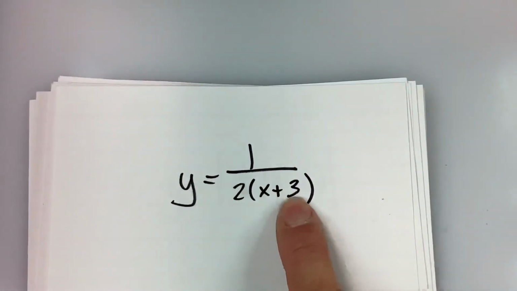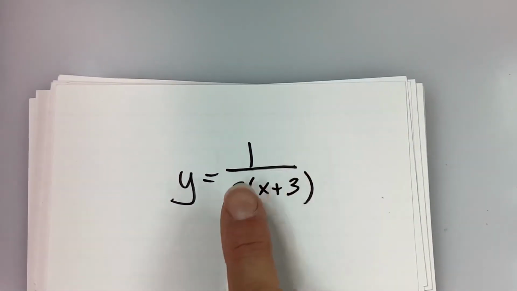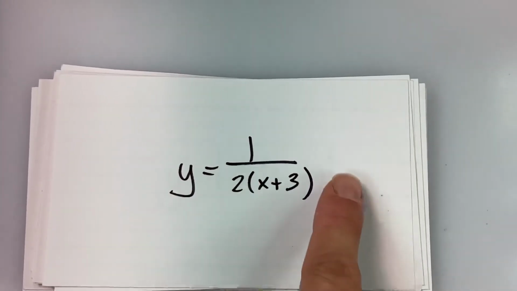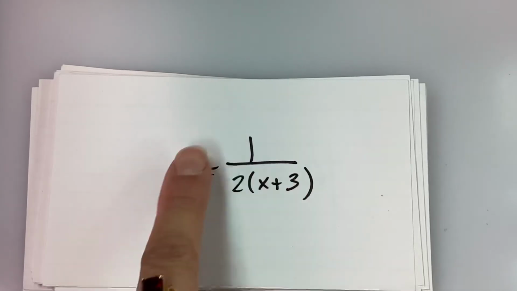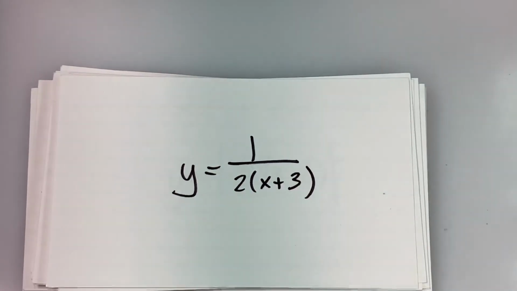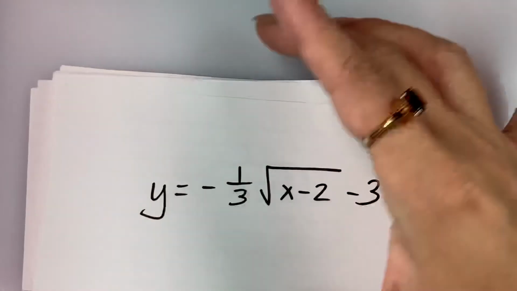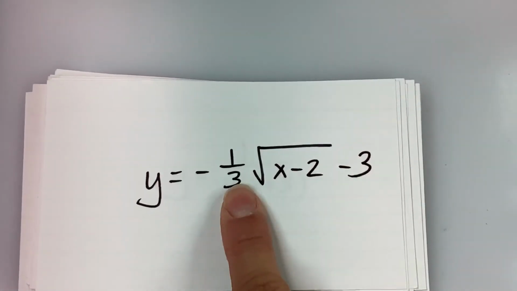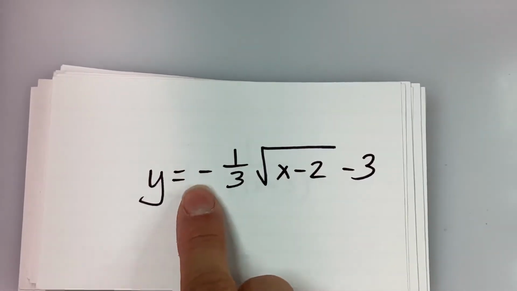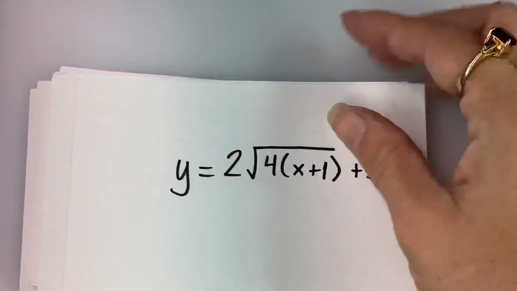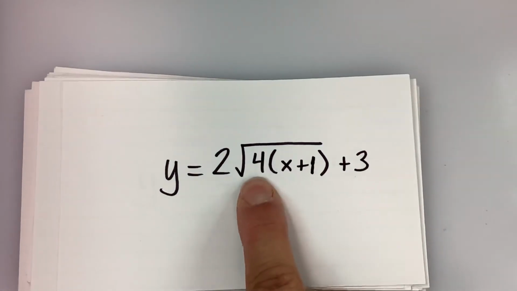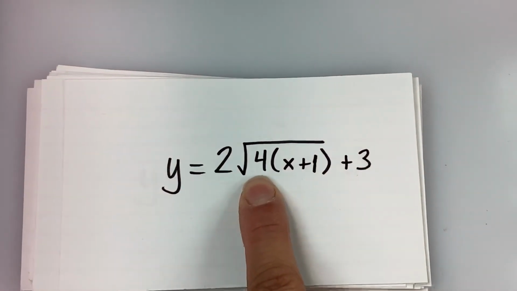Reciprocal function. Left 3, horizontal shrink by a half. Horizontal, since it's inside the function, it's down in the denominator with x, even though it's outside parentheses. Square root function. Down 3, right 2, vertical shrink by a third, vertical reflection over the x-axis. Up 3, left 1, horizontal shrink by a fourth, and vertical stretch by 2.